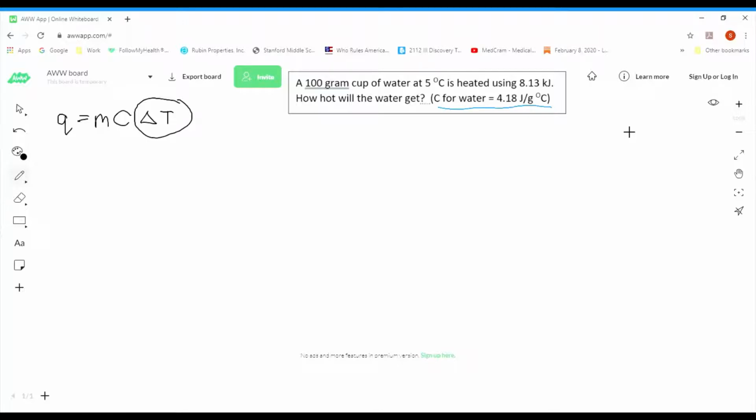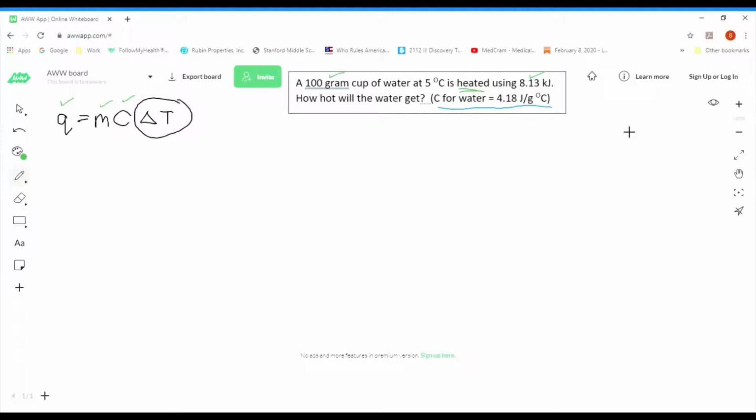We're given a Q actually. We are given 8.13 kilojoules. It's heated using 8.13 kilojoules. It doesn't say that was how much heat, although it says heated, but the key here is the 8.13 kilojoules. So we have heat Q. We have a mass, the 100 grams right here, and we're given the C right here. So really, we have 3 of the 4 variables. We can solve for the 4th. So let's go ahead and do that.